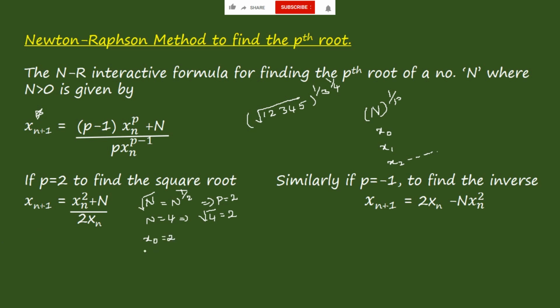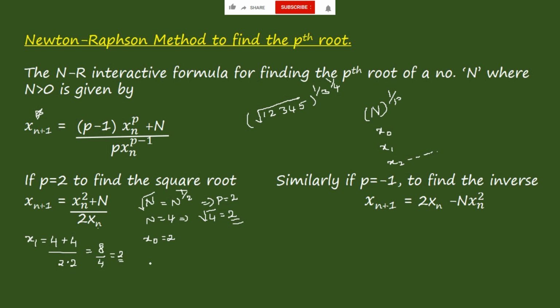Now x1 is equal to, here x naught is 2 square, it becomes 4 plus n, which is 4 only, by 2 into x naught, which is 2, which is equal to 8 by 4, which is equal to 2. So the square root of 4 is 2, right? That's the method we will be using.